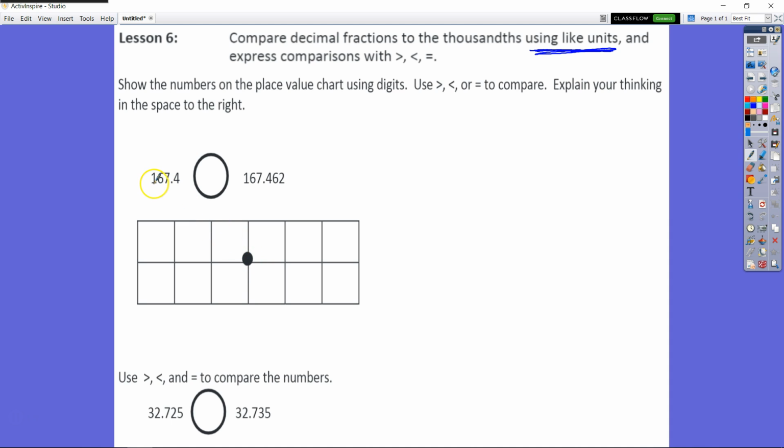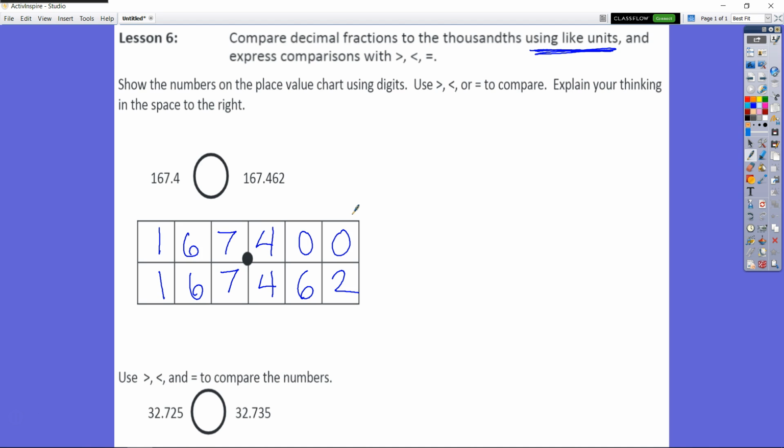So I know that this is 100, 6 tens, 7 ones, and 4 tenths. So let's go ahead and put that number in. All right, and this next number is 100, 6 tens, 7 ones, 4 tenths, 6 hundredths, and 2 thousandths. Looking at this number here, some people may be confused. Well, this number has 4 digits and this number has 6 digits. Remember, we can put placeholders in here to make sure that our numbers have the same amount of digits.